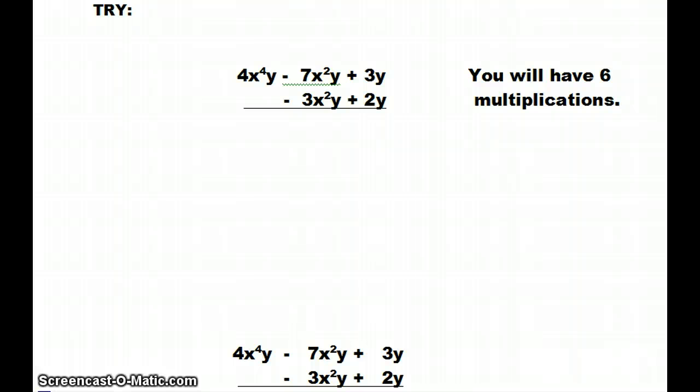On page 3, there's an example for you to try, and the answer is down below so that you may check your answer.